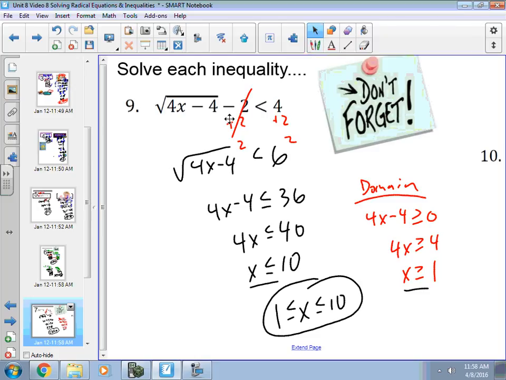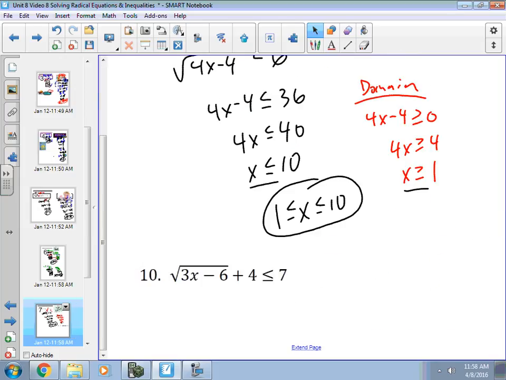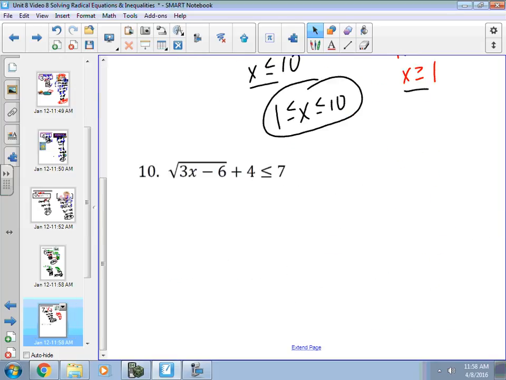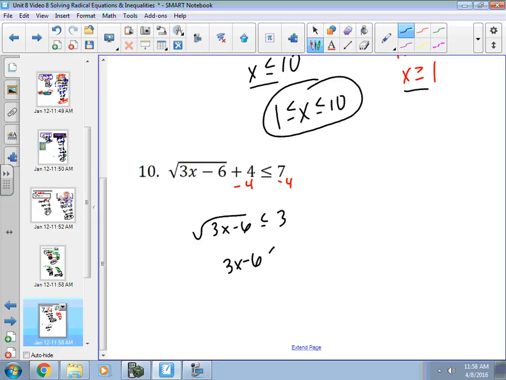All right, why don't you pause the video here, try out this number 10 one on your own, see what you get for that one. All right, let's see how you did. If you solve this out, you should have started by subtracting 4, then square both sides. And if you square both sides, you're going to get that 3x minus 6 has to be less than 9. And solving this out, you get that x is less than 5.